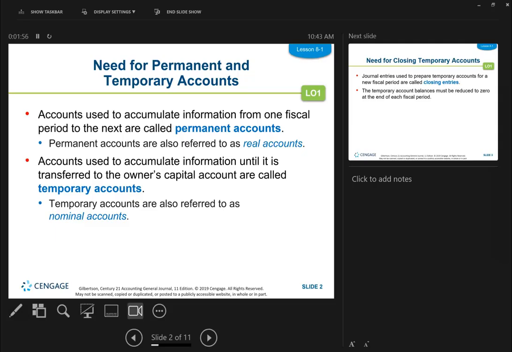So accounts used to accumulate information from one fiscal period to the next are called permanent accounts. Like your capital account is an example of a permanent account. Accounts used to accumulate information until it is transferred to the owner's capital account are called temporary accounts. So like our expense accounts, sales account, the drawing account, all of these things are temporary. At the end of each fiscal period, every month, we want to zero all that stuff out and start fresh in the next month. We don't want to carry bills from one month to the next. Is everybody okay with that idea?